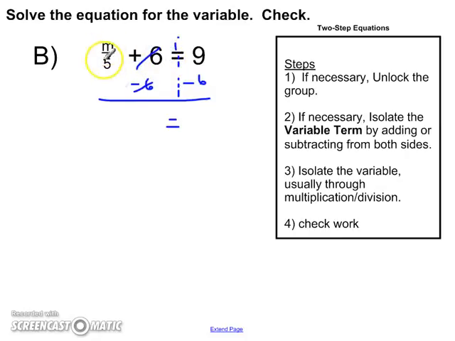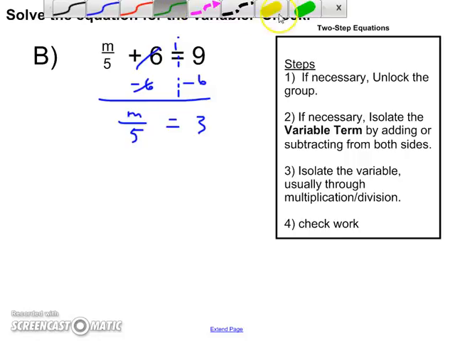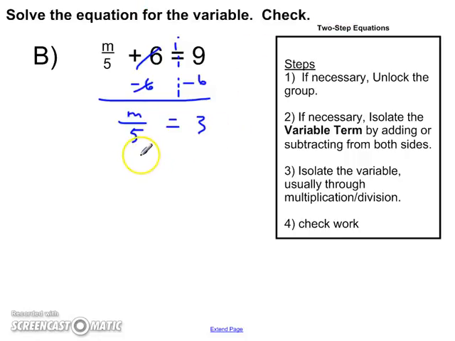6 minus 6 is 0, so my m divided by 5 isolated and came down. Now 9 minus 6 is 3. Okay, awesome. So this is my new equation, and I have division going on, m divided by 5. How do I undo divide by 5? Well, the opposite of divide by 5 is multiply by 5. Now, because this is a fraction, I will multiply it by the fraction version of 5, which is 5 over 1. And whatever I do to one side, I'm going to do to the other.